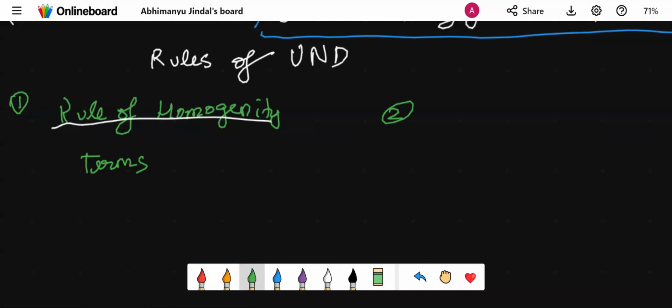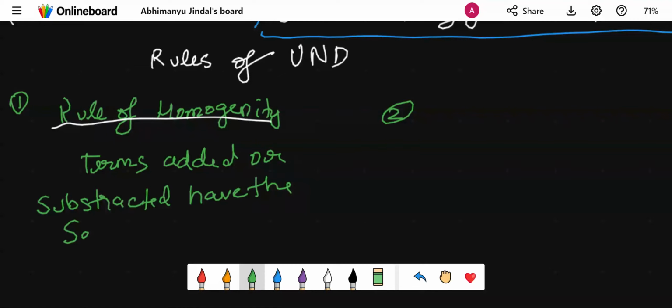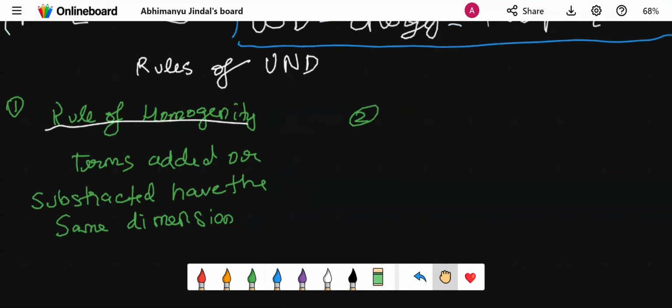So rule 1 is that terms added or subtracted have the same dimension, right? So two terms which are added or subtracted need to have the same dimensions. This is very important.